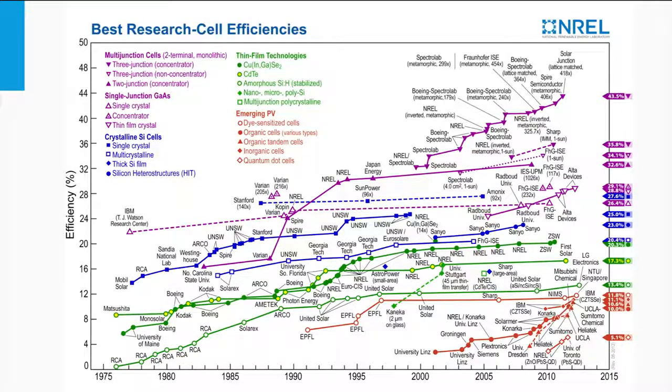Finally, I show you here the famous chart of NREL. It summarizes the worldwide research effort of the last 40 years, and it shows the current record efficiencies of solar cells at research scale. These solar cells are fabricated in lab environment and have very small sizes, often not larger than 1 square centimeter.